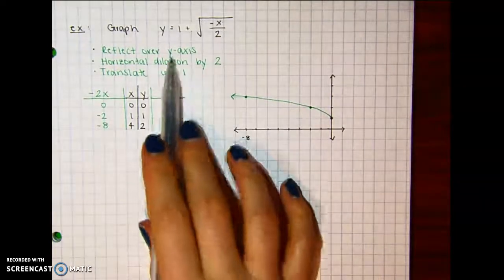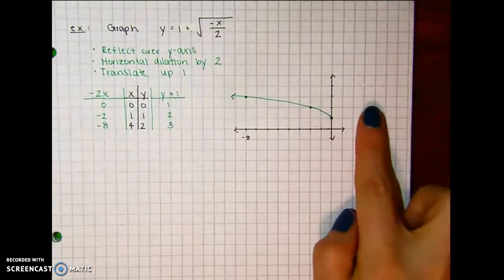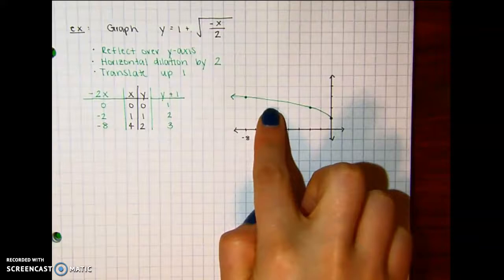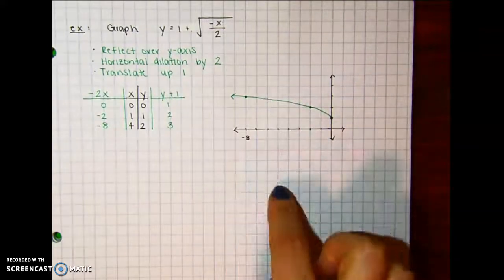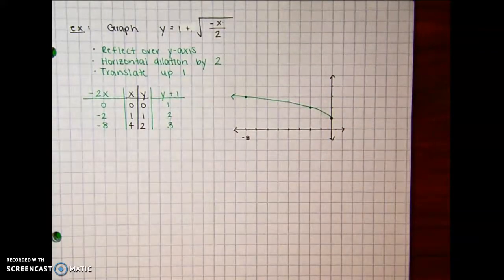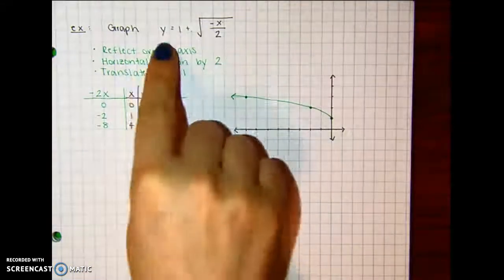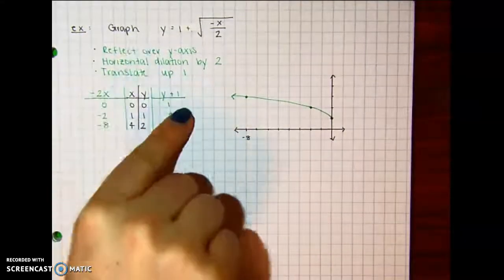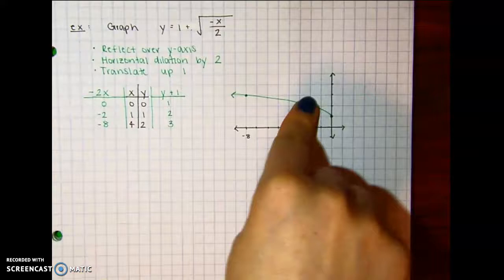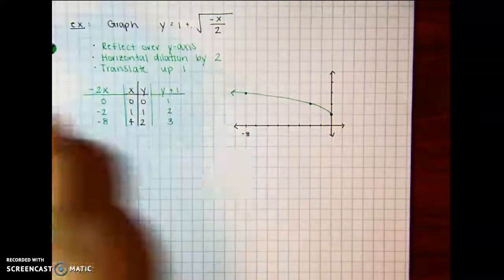So like I said, it's reflected over the y-axis, right? If something's over here, y-axis reflection makes your x values negative, whereas reflection over the x-axis makes your y values negative. So just remember, list your transformations first, make a table, graph. 3 steps, all required.